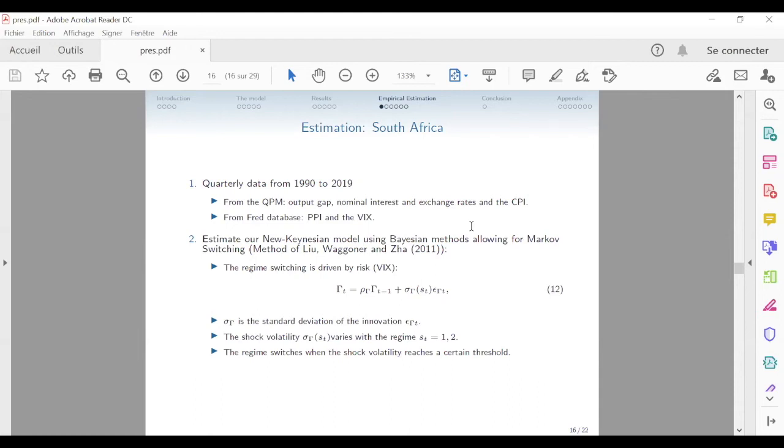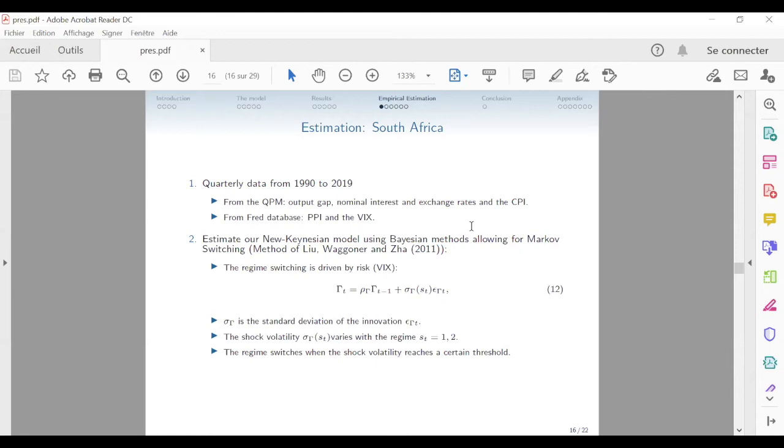S_t equal 1 is the low volatility regime and S_t equal 2 the high volatility regime. And the regime is going to switch when sigma_t reaches a certain threshold, so when the volatility of the shock is big enough. This switching comes from the data. Everything is data driven, so you're going to see the result in a bit.